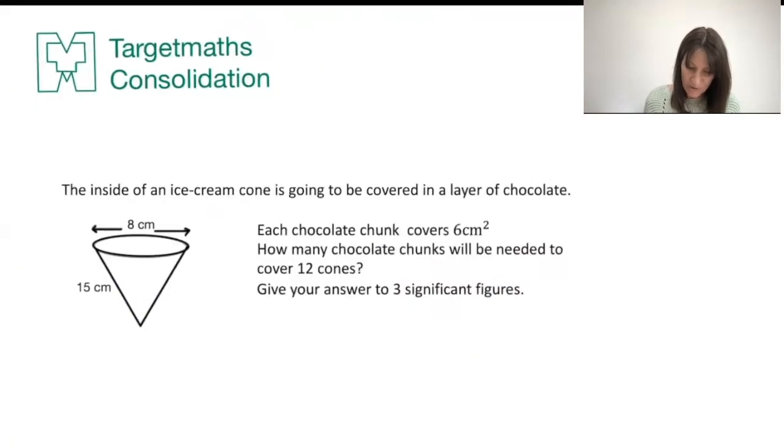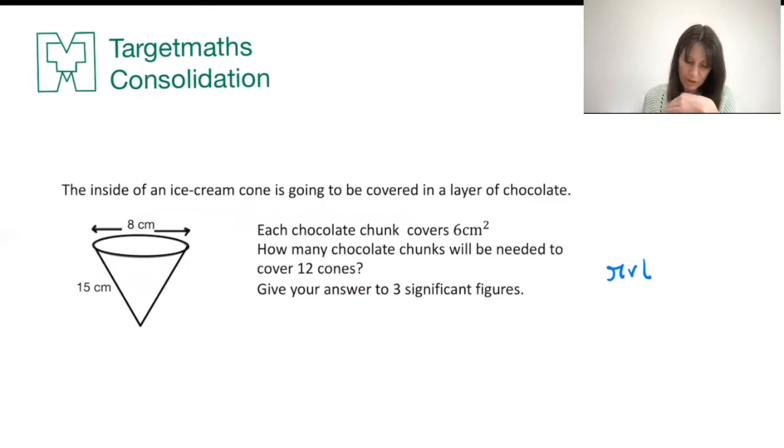Okay, there's your next question. So read through it carefully and then play when you're ready. Okay, now you will be given the formula. So I do hope you looked it up and didn't guess. If you didn't and you want to just take the formula now, the curved surface is pi r l, and you will be given that. So if you want to hit pause and have a go now, please do, otherwise I'll just keep going.